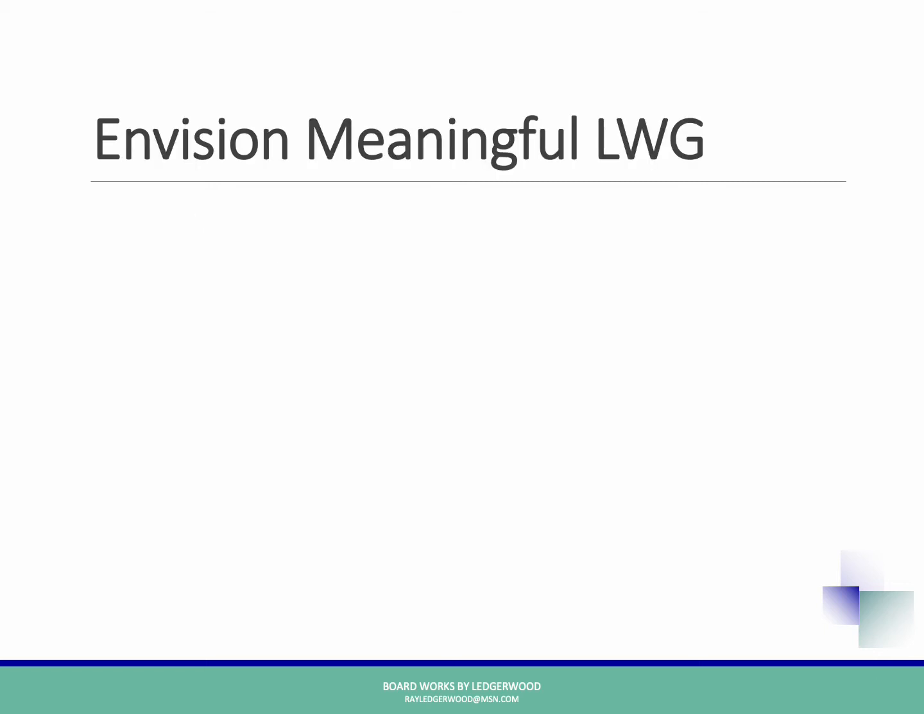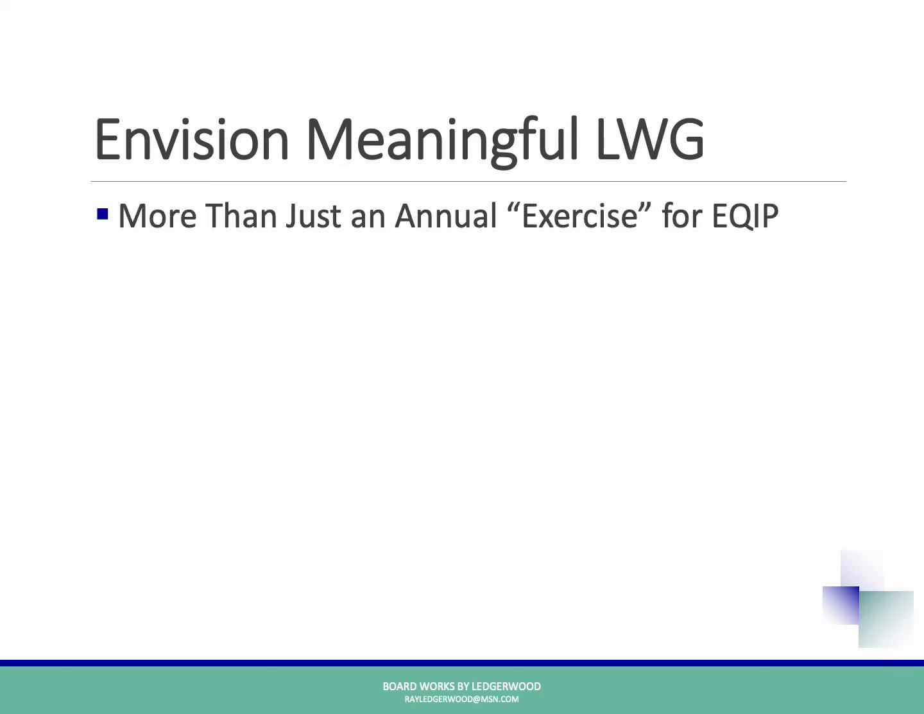Let's envision what a meaningful local work group would look like and what they would be doing. First, local work groups that are meaningful have moved beyond just one annual meeting to talk about the Environmental Quality Incentives Program and the priorities for only one USDA natural resource conservation program. They've advanced way beyond that and are talking about programs of different organizations and different agencies in their local work group area. So again, I want to emphasize that most of the most meaningful local work groups have gone beyond just an annual exercise for the EQIP program.